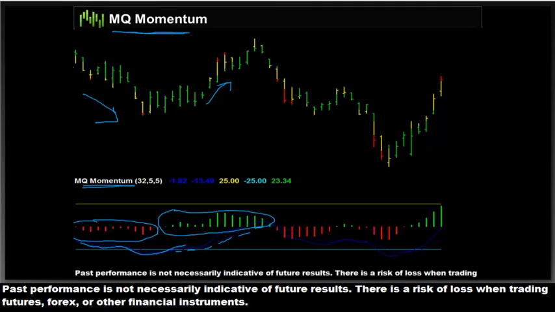In general, when price momentum is bullish, okay, like right here, you see that the histogram bars are both green and positive. When price momentum is bearish, you see that the histogram bars are both red and negative. This way you can see that MQ momentum provides a clear real-time view of both direction and strength of price movement in the market. That's very important to see both.